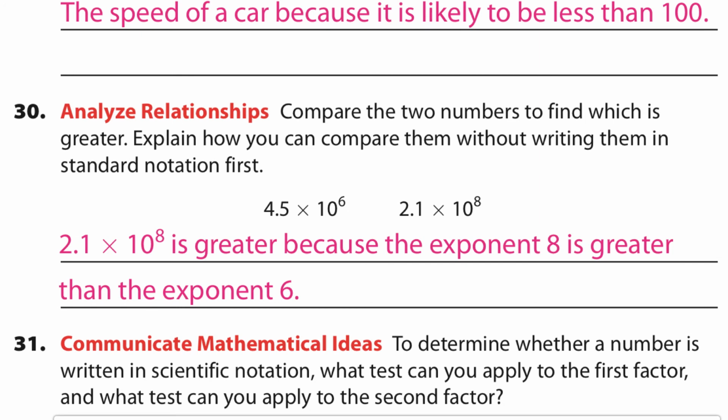And just to let you know real quick, 4.5 times 10 to the 6 is 4, 5, and then there's 5 zeros. 1, 2, 3, 4, 5. And then 2.1 times 10 to the 8, well, that's going to be 2, 1, and then 7 zeros. 1, 2, 3, 4, 5, 6, 7. See how much bigger that other number is. Even though the digit is a 2, it has 2 more powers of 10. So it's a much larger number.